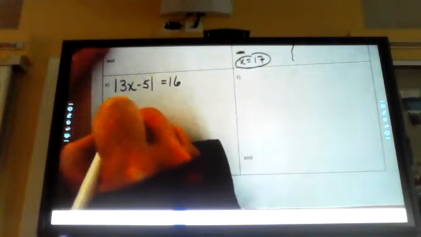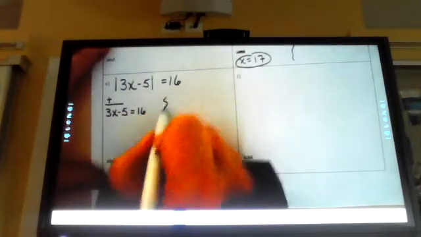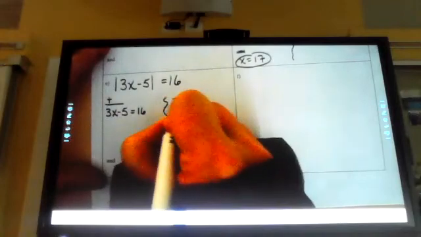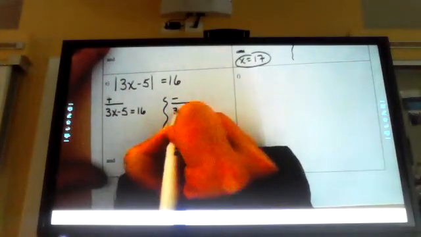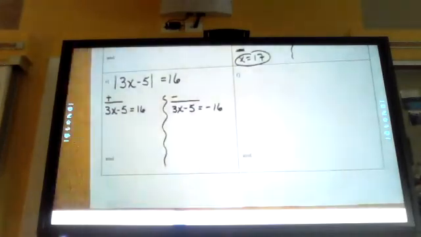So I'm going to do the positive case. I'm going to take what's on the inside and set it equal to a positive 16. Then I'm going to take that, this is the negative case now. I'm going to take the exact inside, but this time I'm going to set it to a negative 16.